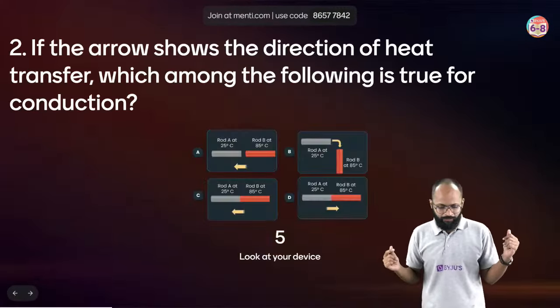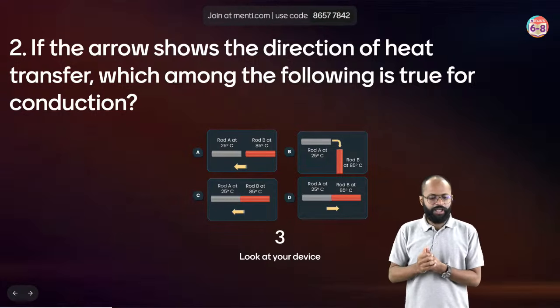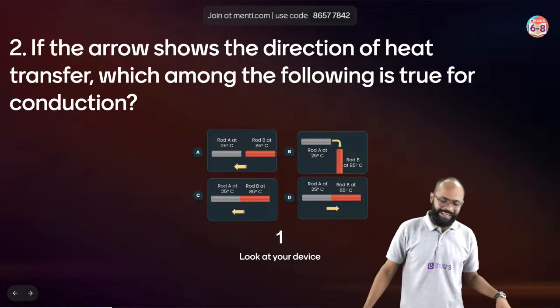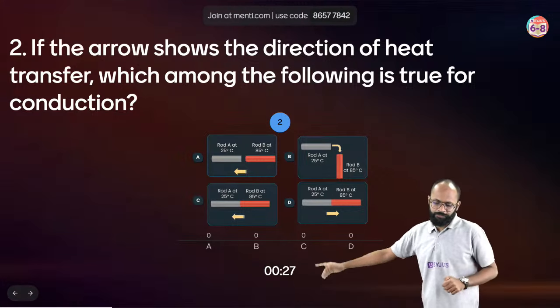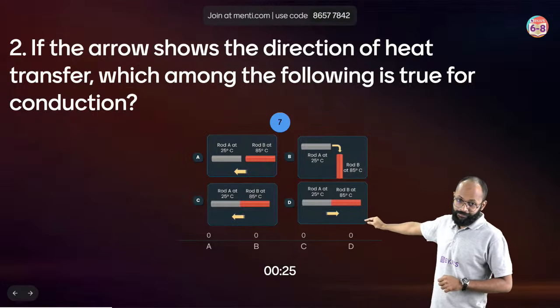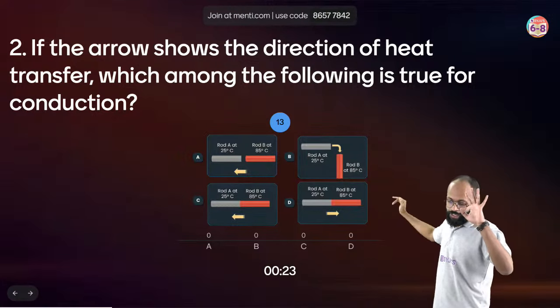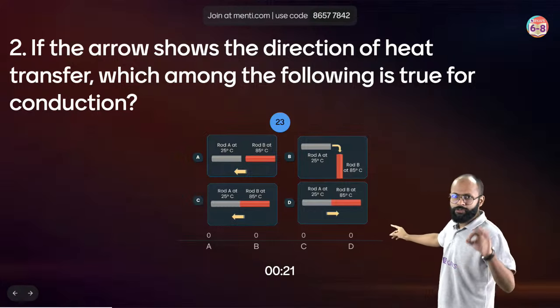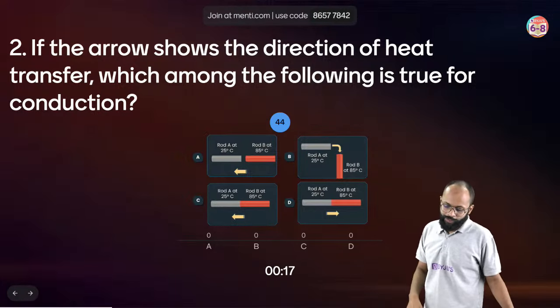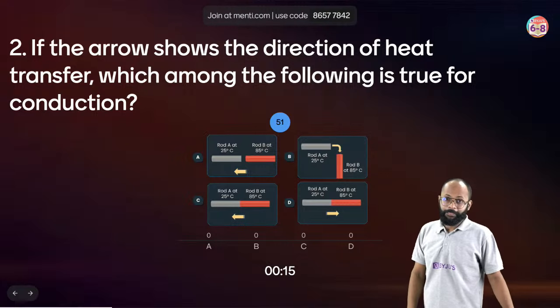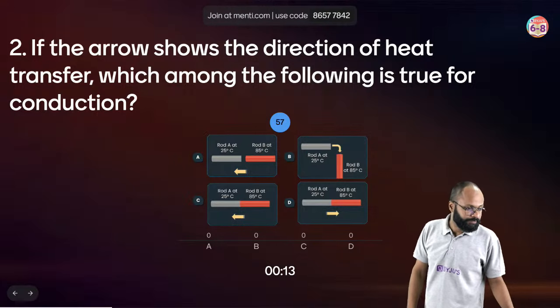Second question. Fatafat. If the arrow shows the direction of heat transfer, which among the following is true for conduction? Dhyan se, huh? Four options. Out of these four diagrams, which is true for conduction? I will not say more, otherwise I'll give you a hint. Bachcho, diagram dhyan se dekhna bhai.